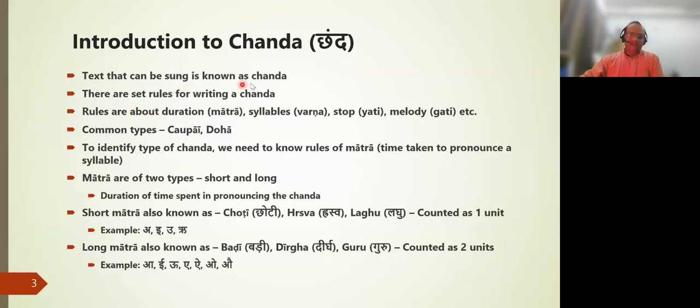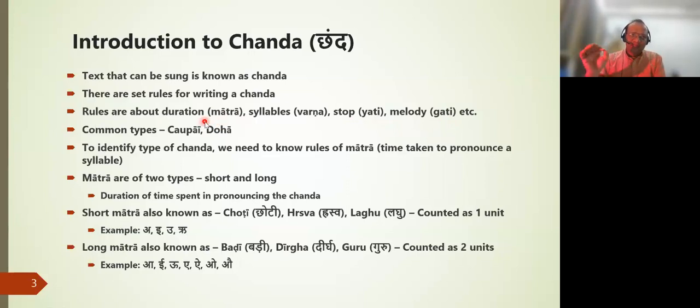When we talk about chand, there are set rules for writing a chand, and there are different types of chand, as you probably already know by now. What are these rules about? These rules are about matra, varna, yati and gati. So what is matra? Matra means quantity: when you pronounce a syllable, it takes some duration of time. For example, if I pronounce a syllable k and then a syllable ka, one takes less time and the other takes more time.